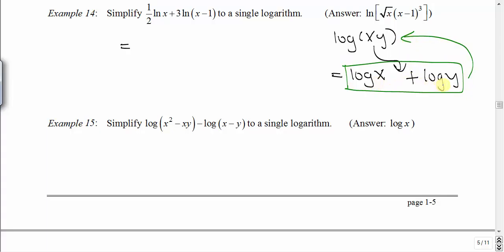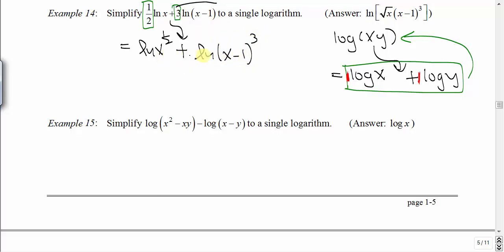Let's check the base here first. Yes, the base is e, the base here is e. We can combine them together. But before we can do that, we have to make sure the coefficient here must be a 1. The coefficient of this log here must be a 1. So now we have a half here. What we can do is bring up this half to the power: ln x to the power of half. We are bringing up this power half here, plus the 3, let's bring up. It will be ln (x minus 1) to the power of 3.